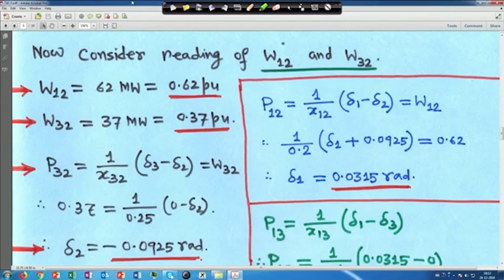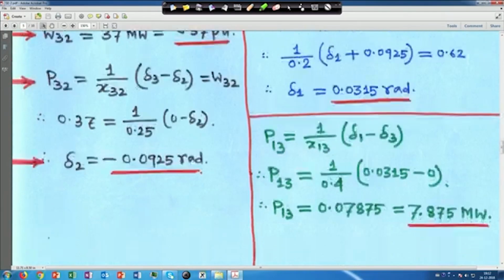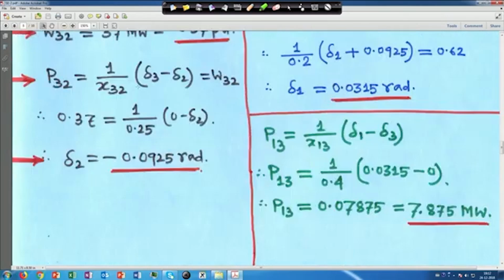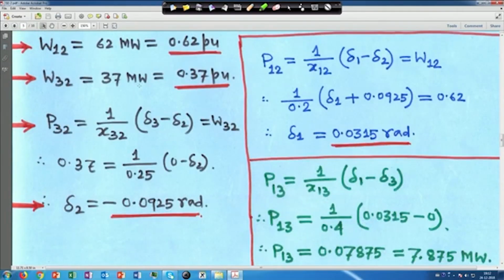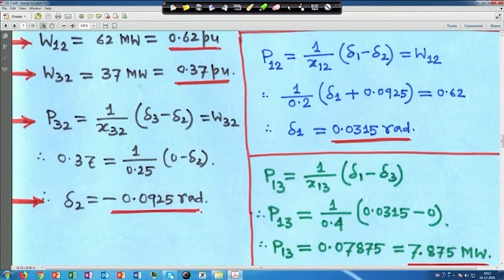Similarly, here delta 1 has been computed. So, P12 is 1 upon x12 into (delta 1 minus delta 2), and that is actually equal to the W12 reading. So, x12 is 0.2. Put the delta 2 value here: delta 1 plus 0.0925, because it is minus. So, delta 1 is 0.0315 radian, right.